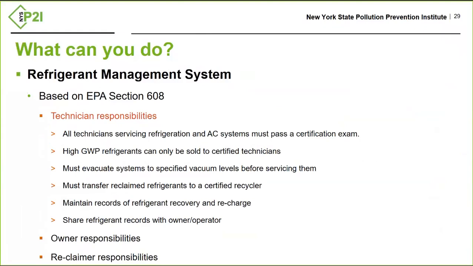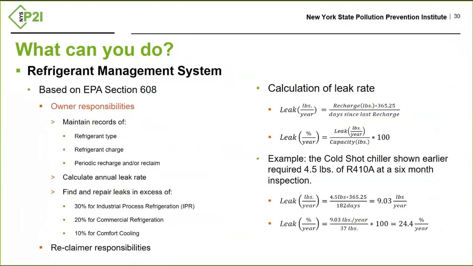So looking at the recharge records and the transfer to the owner, we move to the owner's responsibilities. The owner must also maintain records of the refrigerant type, the refrigerant charge, and the amount of refrigerant recharge made at every service call. The second responsibility is that the owner operator is required to calculate the annual leak rate of their refrigeration system. And over to the right, I show you how to calculate that. It's actually relatively simple. You're just looking at how many pounds of refrigerant was added to your system since the last time it was recharged, and normalizing that over a year.